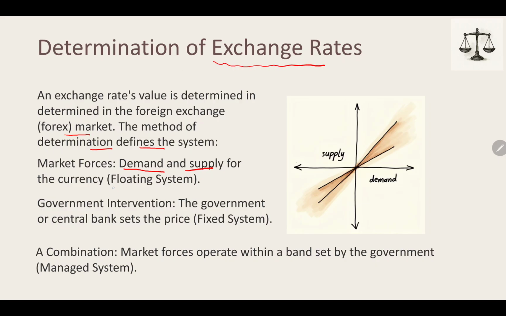Okay, so one method is the floating system. In the floating system, demand and supply decide the price of the exchange rate, because there is the supply of the currency and the demand for the currency, and this equilibrium point is the exchange rate of the currency.